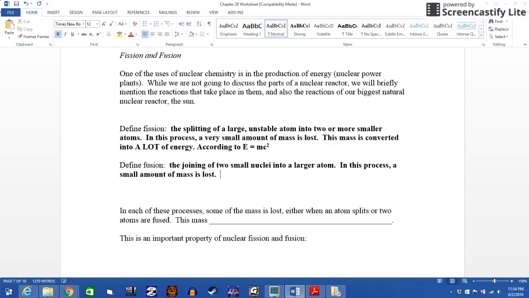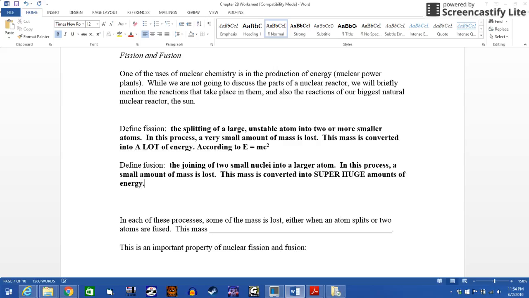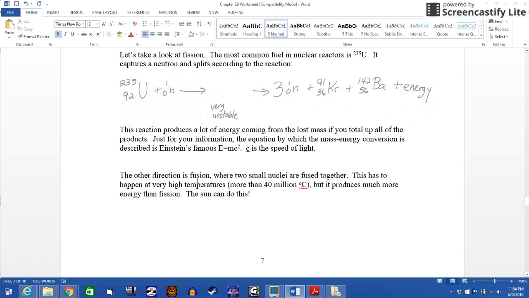However, the amount of mass lost in fusion is actually a little bit greater, and so this mass is converted into super huge amounts of energy, even more than fission. Now, this is also according to E equals mc squared. Just one catch further down here.